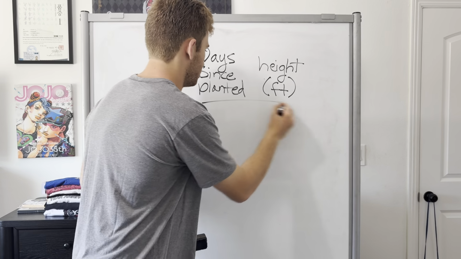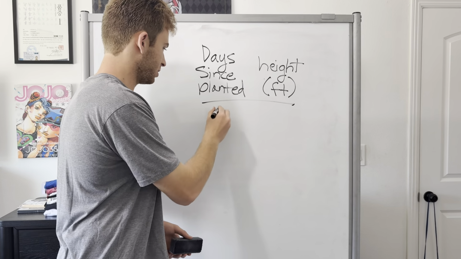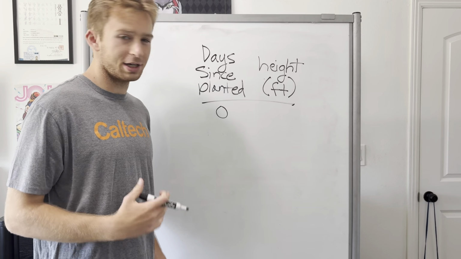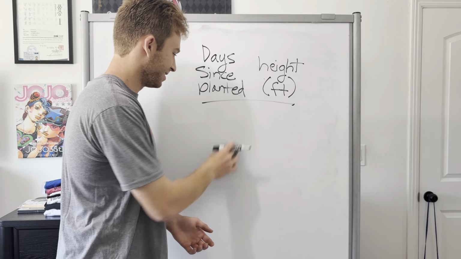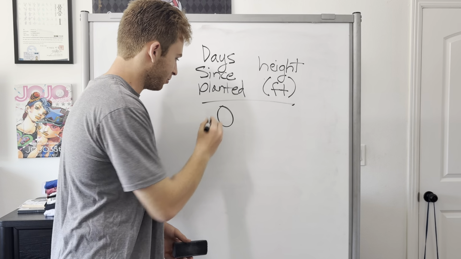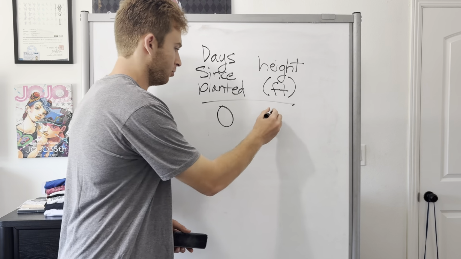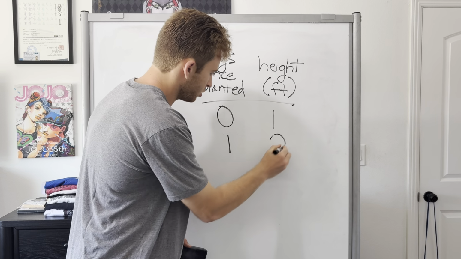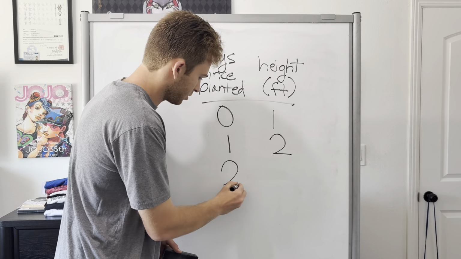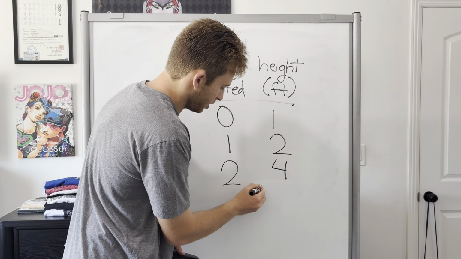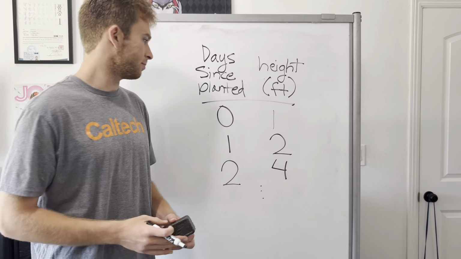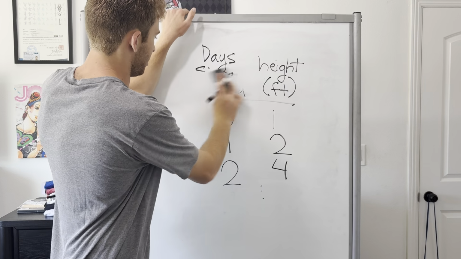And so, right at 0 days since I planted it, aka the day that I planted it, it's a magical plant, so it can do that. It's kind of the best metaphor I've got. And so it's at 1 foot. And then 1 day has passed, 2 feet. 2 days have passed, 4 feet, and so on and so on. And we can actually model this with a graph. So that's what I'll draw out right here.